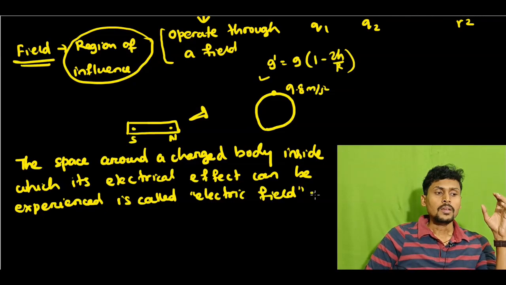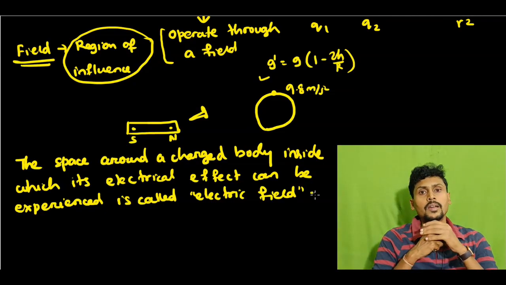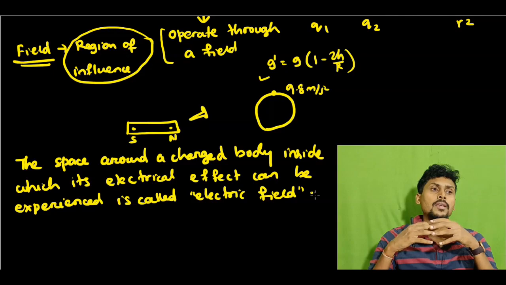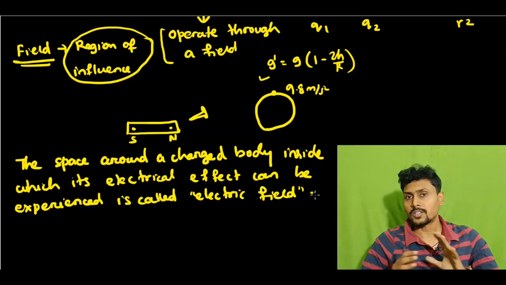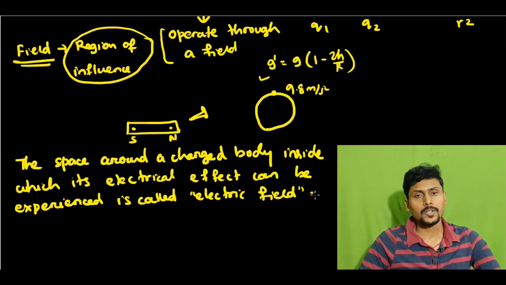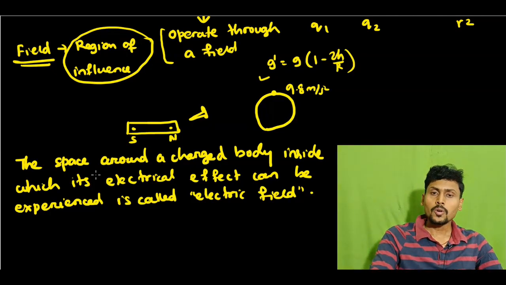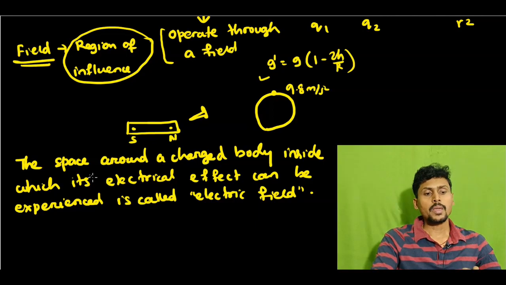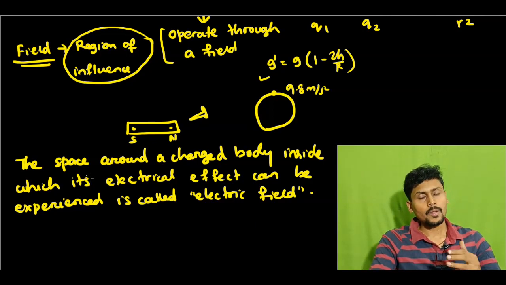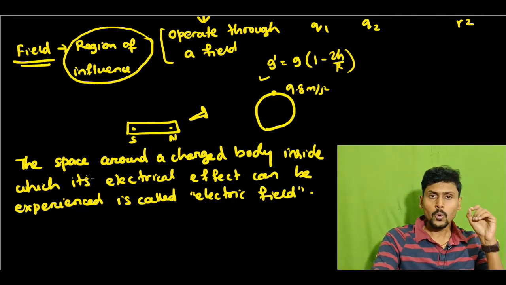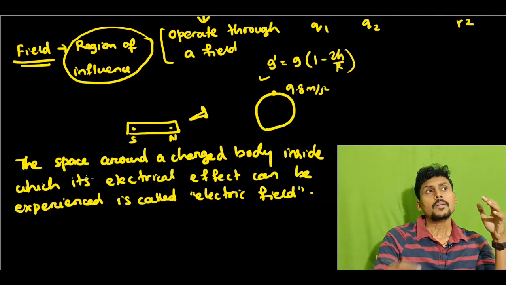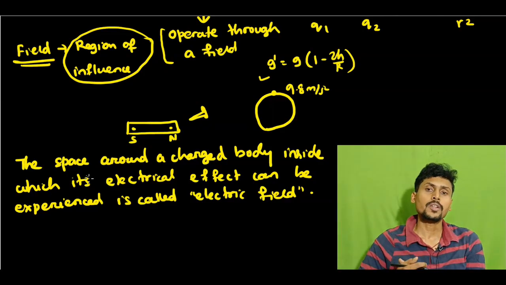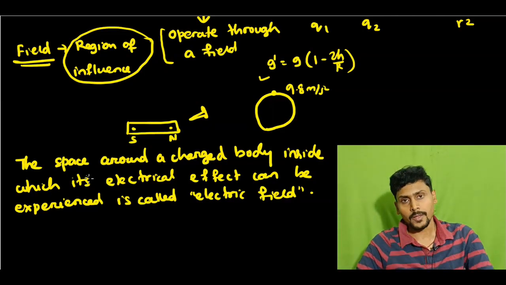Okay, so like magnetic field or like the gravitational field, you cannot see electric field. We cannot see electric field, it is invisible, but it exists in space. Electric field may be strong, electric field may be weak. So when you are close to the charged body, its electric field will be stronger, but if you move away from the charged body, the electric field will become weak.